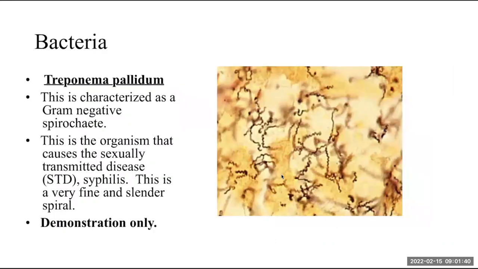Another bacterium, this one is Treponema pallidum. This is characterized as a gram-negative spirochete. It forms these spirals that you can see here. This is an organism that causes the sexually transmitted disease syphilis. It's characterized by a very fine and slender spiral. This one too is only under demonstration. The demo one doesn't show the spirals very clearly. It seems that when we prepare this bacteria, it stretches out and looks more like what we see in this part of the slide. So when you look at it under demo, it does not have this nice, clear spiral that is more typical of what they're supposed to look like.